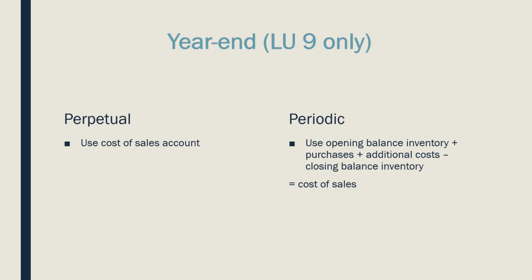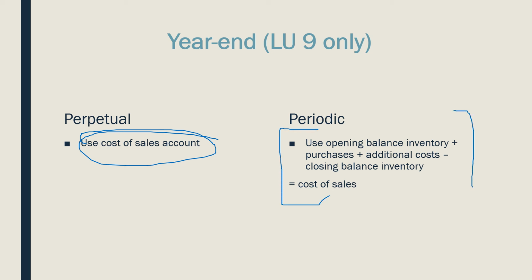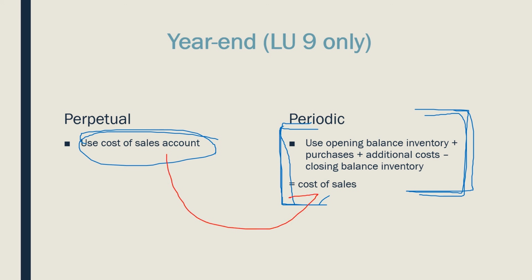And then when we get to Learning Unit 9, I will repeat that when we get there. In the perpetual system, we use the cost of sales account. You'll understand that more when we get there. In the periodic system, we don't have cost of sales, so we need to go and calculate this. Your lecturer would have illustrated this in Learning Unit 6: how do you calculate cost of sales? Because of Learning Unit 9's procedures, you'll still see we need to use cost of sales. But in the perpetual system, it's a given. In the periodic system, we need to go and calculate it.